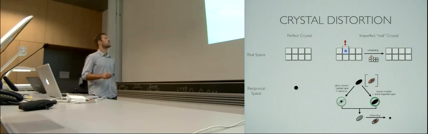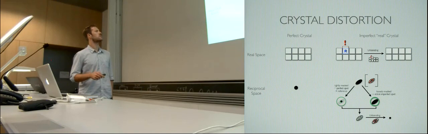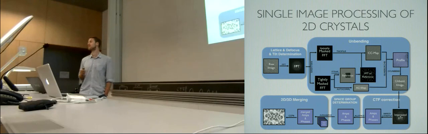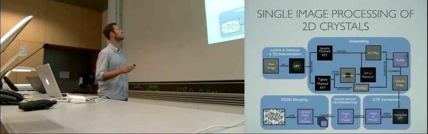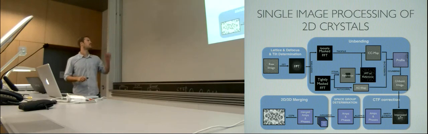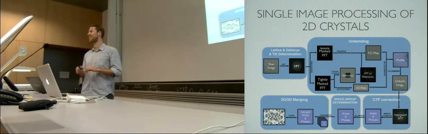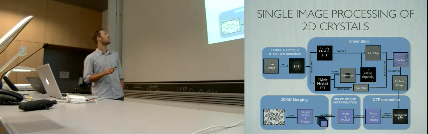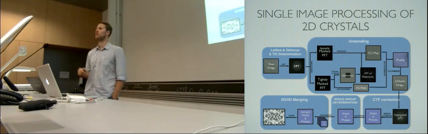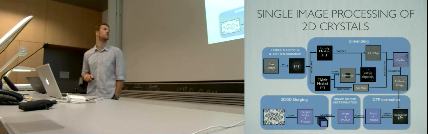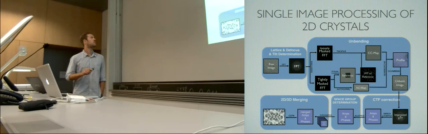And as we've heard yesterday, correlation is just a multiplication in Fourier space with the complex conjugate. So now to see the bigger picture, this is the whole scheme of 2D crystal processing. We heard yesterday about lattice determination. You all had the joy of determining your lattice with 2DX yesterday in the practical. So you now know what a lattice is. We also did defocus determination. And with the lecture before, you now know how to correct for it. And we'll see in the afternoon how we do that with 2DX. And then comes the process of unbending.